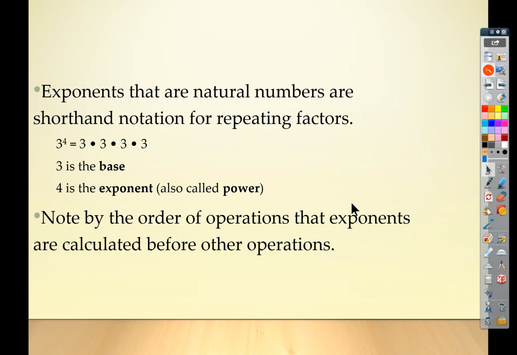By the way, let's get this straight right now. You say 3 to the 4th, not 3 to the 4th power, that's assumed. Not 3, 4, it's 3 to the 4th.